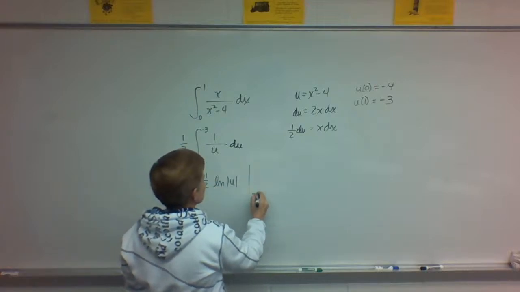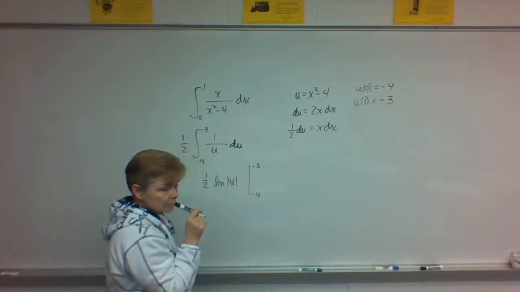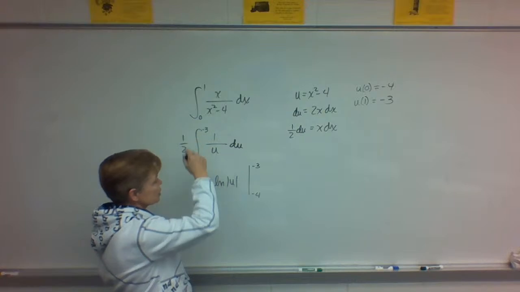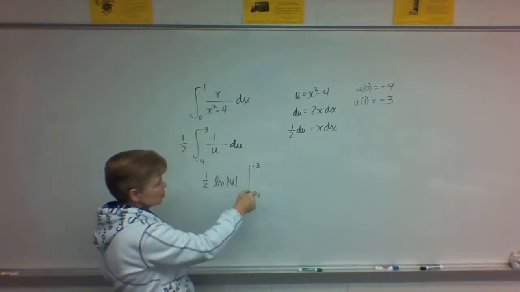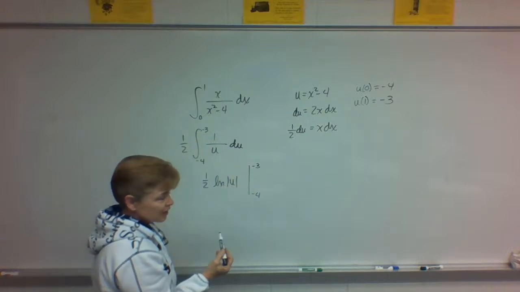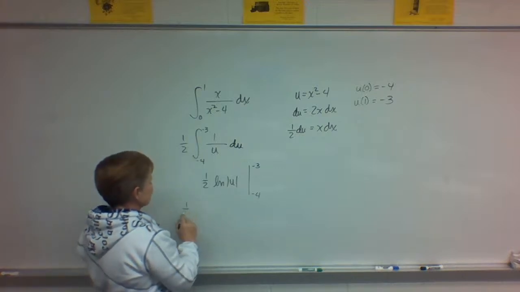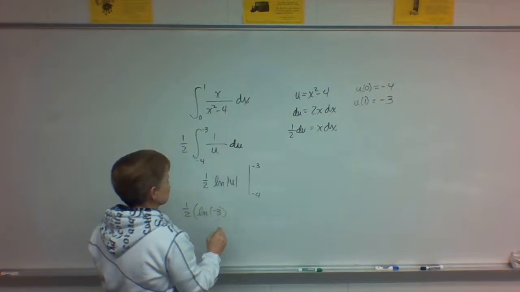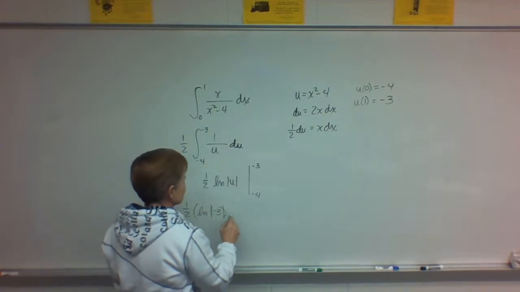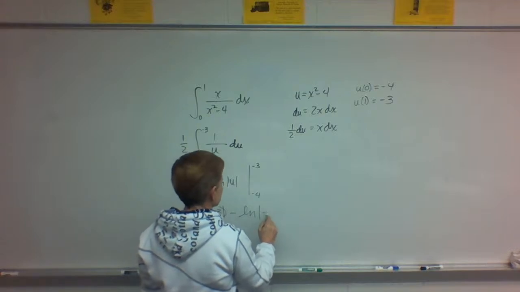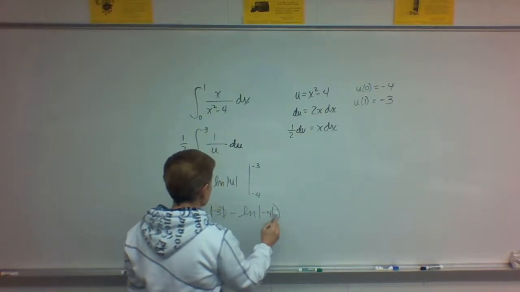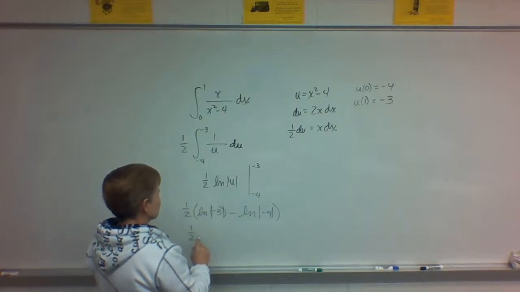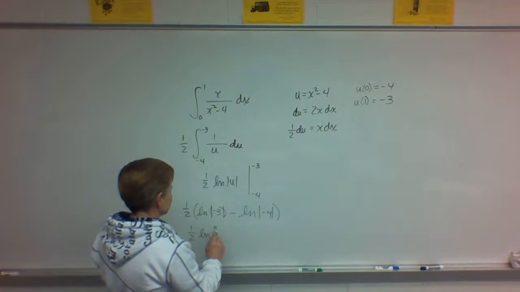Evaluate it from -4 to -3. Everybody clear? And I'm never coming back to the x's because I've already made the adjustment. This is really important because as soon as you go to plug these in, you'll realize the importance because you can't log a negative. So what I get is 1/2 parenthesis natural log of the absolute value of -3 minus the natural log of the absolute value of -4. Which, if you remember your logs at all, is 1/2 the natural log of 3/4.